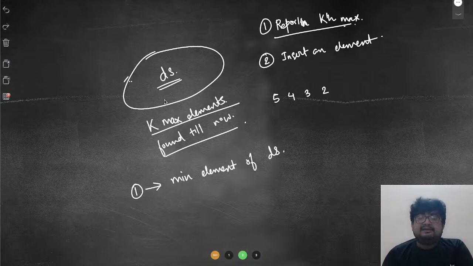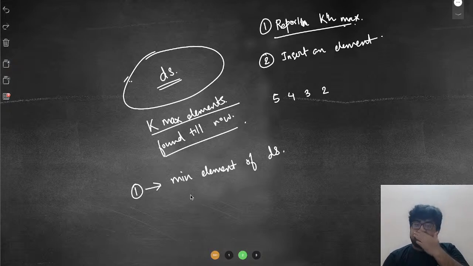Why? Again, this will contain the k maximum elements. Now we want the kth maximum element. So that will mean the minimum element in this data structure. So the first operation is basically we have to find the minimum element of the data structure.